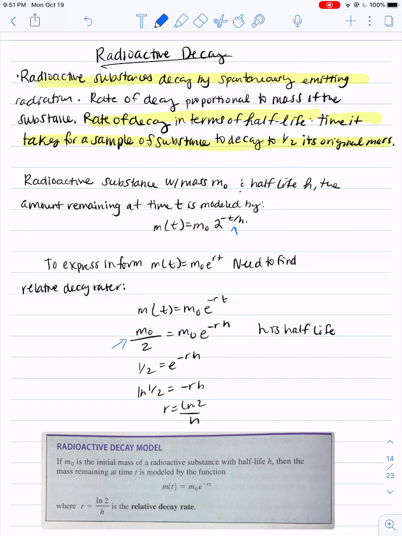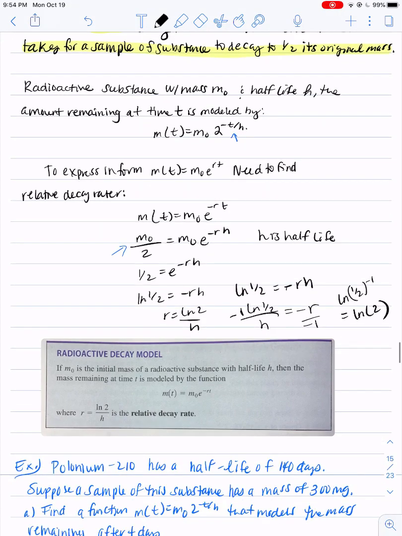Then I take the natural log of both sides to cancel out the exponential. So I get natural log of 1/2 equals negative r h, since the natural log cancels out the e on the other side. I divide by h, so I have natural log of 1/2 divided by h equals negative r. When I divide by negative 1, we can move the negative 1 to the ln 1/2 as a negative 1 power, which means this equals natural log of 2. So r equals natural log 2 over h.